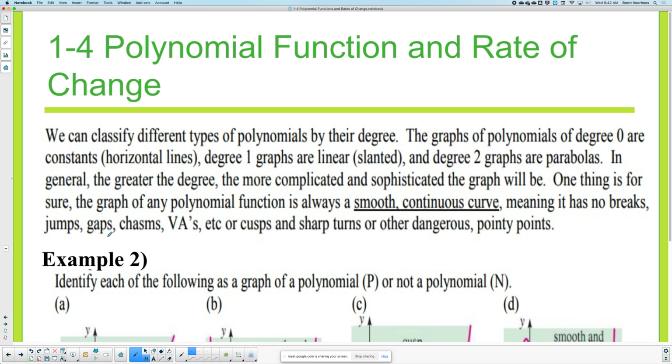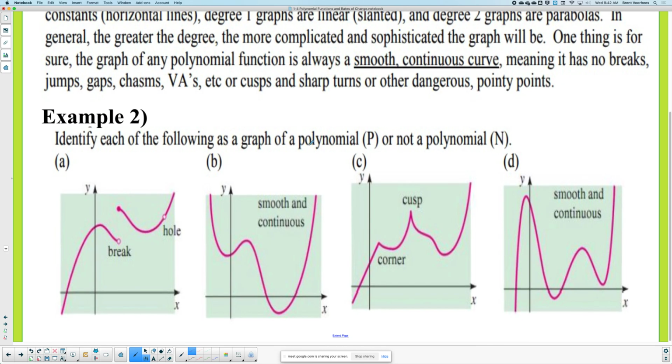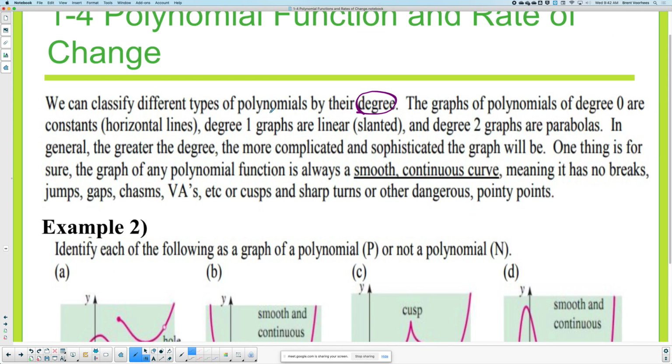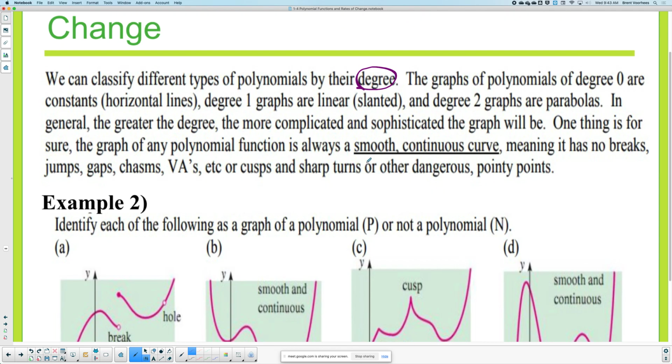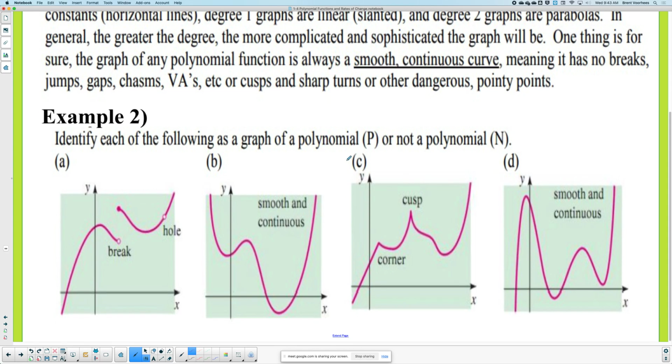We classify types of polynomials by their degree. What does that degree mean again? Power. The highest power. By the way, a graph of a polynomial should be smooth and continuous. That means you shouldn't see breaks. Because, again, we think of the domain being all reals, there shouldn't be breaks, and nor should there be hard turns, stuff like that. So the first one, not polynomial.